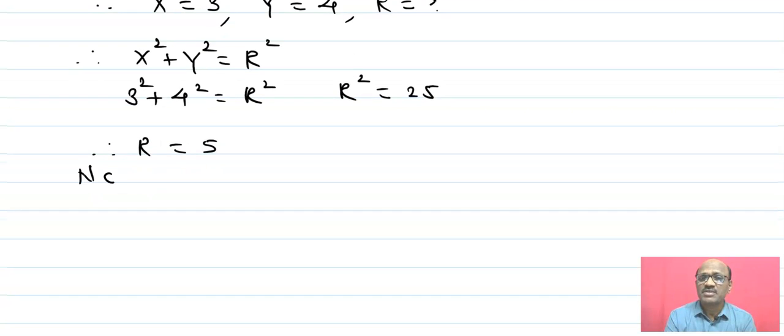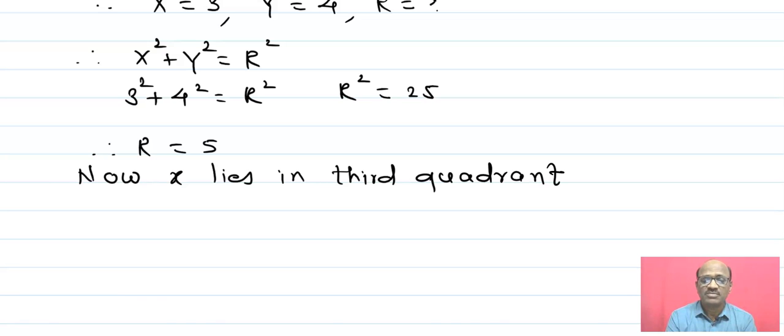That is, 3 square plus 4 square is equal to capital R square. Therefore, capital R square is equal to 25, and therefore R is equal to 5. You will ask why it is not plus or minus? Because R is a terminal, its length is always positive. Therefore, R is equal to 5.